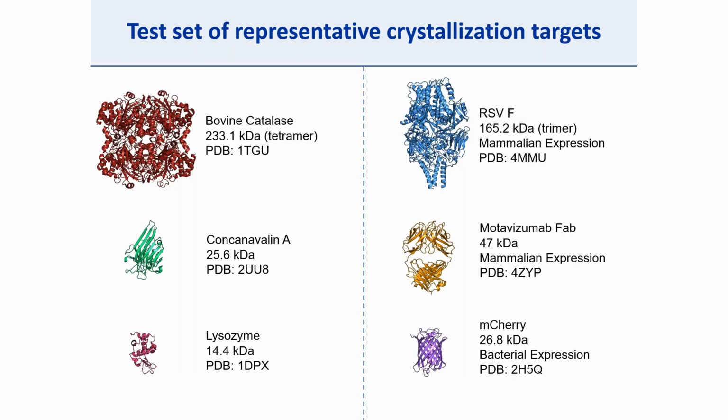We also chose 6 different test proteins to see how well our method worked at generating increasing number of crystal hits. We chose 3 proteins that are relatively common in the crystallization field, including catalase, concanavalin A, and lysozyme. And then we chose 3 proteins that were a bit more unique just to see how broadly applicable this method would be. And that included the respiratory syncytial virus fusion protein, which is a homotrimer, the motavizumab antibody fragment, which is a 50 kilodalton heterodimer, and then mCherry, which is derived from bacterial expression.